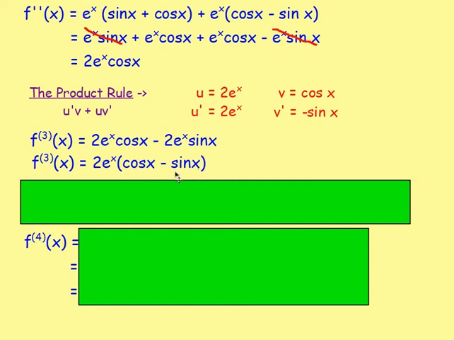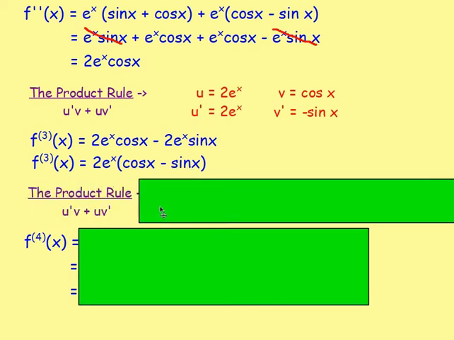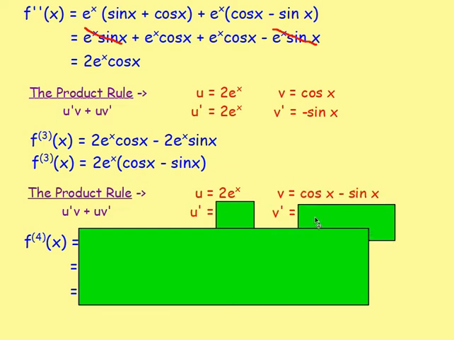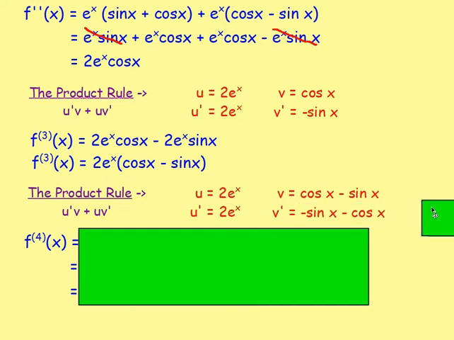Remember, we wanted to include the term in x to the power of 4, so we want the fourth derivative. So if you differentiate this, you have to use, you got it, the product rule. So u is going to be 2e to the power of x, and v is cos x take away sin x. Differentiate 2e to the power of x, it stays just as it is, and differentiate cos x take away sin x, that gives you negative sin x take away cos x.